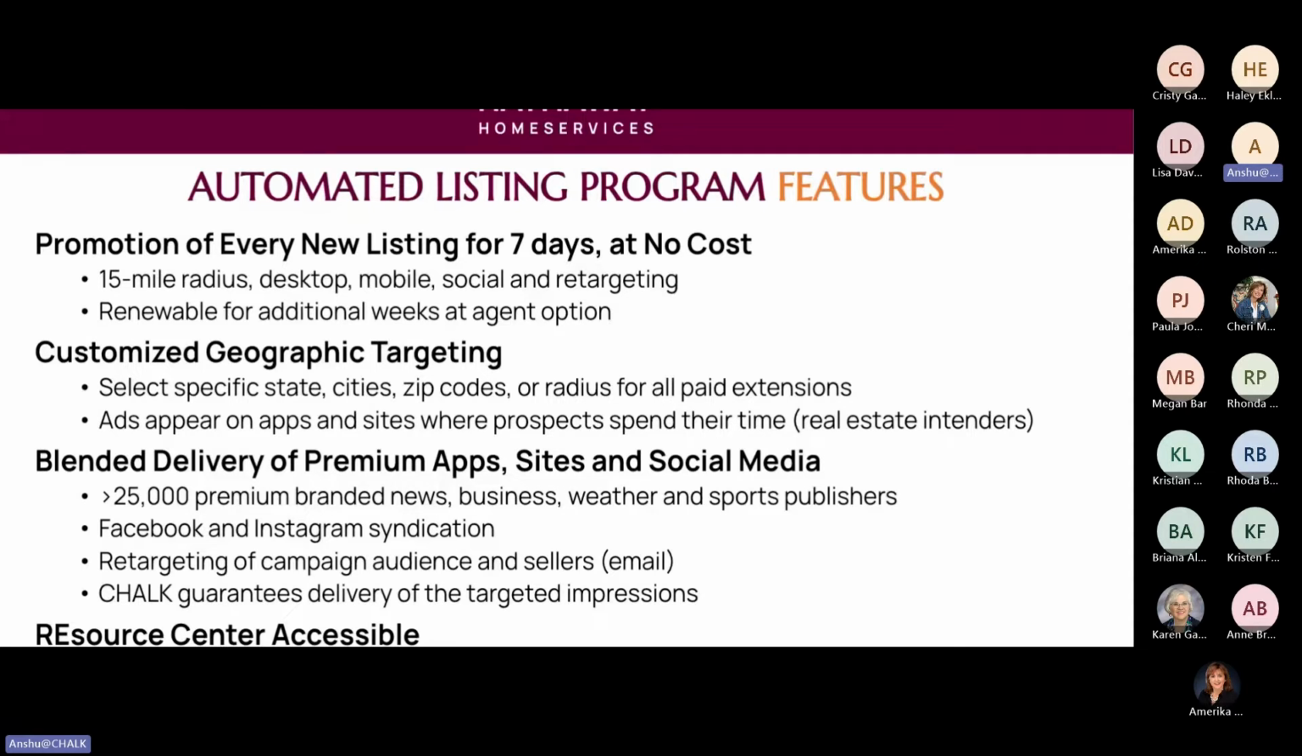Now, when you decide to go ahead with a second week of paid or a boost listing, you can change the 15-mile radius to any radius of your choice, or you can target the listing in zip codes of your choice or cities, which is not possible during the prepaid or the first week that is sponsored by corporate. Now, as I was telling earlier, these ads appear on different applications and websites, and there are more than 25,000 premium branded applications that fall into the category of news, business, weather, sports, and of course, we do Facebook and Instagram, that is social media syndication.